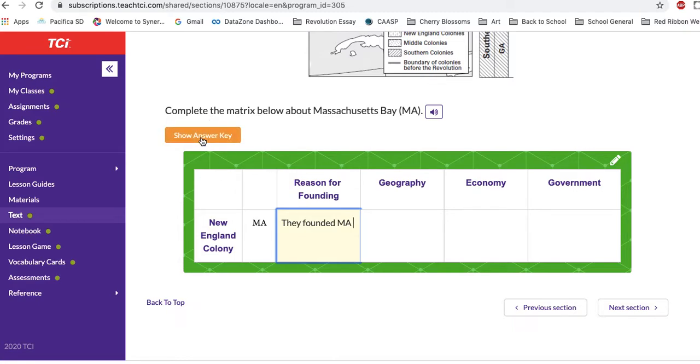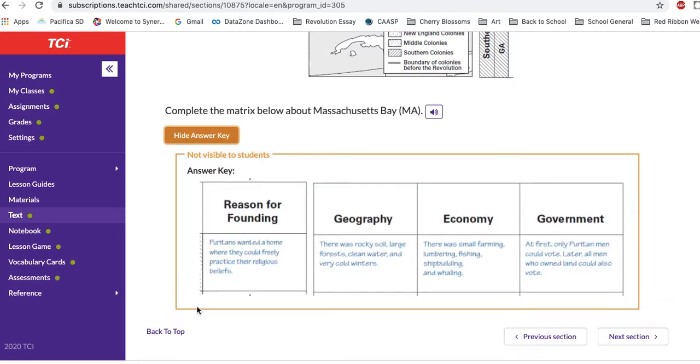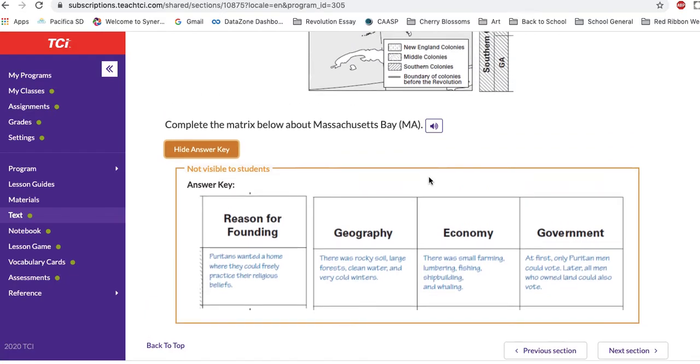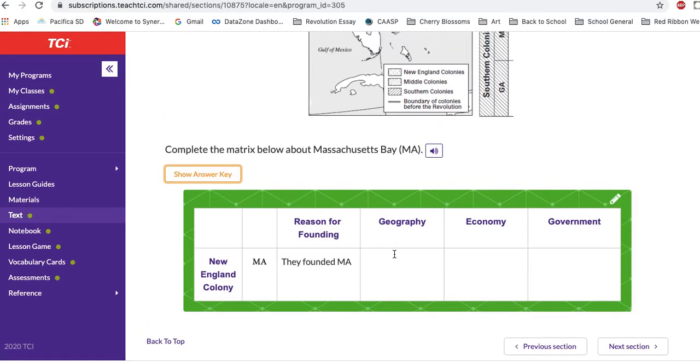And just for the interest of time, I'm just going to show you the answer key here so that you can see that Puritans wanted a home where they could freely practice their religious beliefs. The geography was rocky soil, large forests, clean water, and very cold winters. There was small farming, lumbering, fishing, shipbuilding, and whaling for the economy, the different industries, and government. At first, only Puritan men could vote. Later, all men who owned land could also vote. So that's what you would do in the matrix.